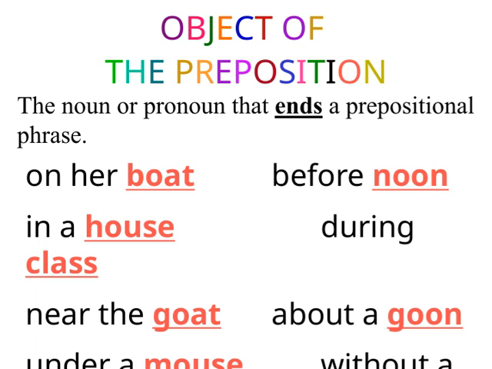It's important because it tells us what or who the preposition is referring to. Sometimes, the object of the preposition is at the very end of the phrase, which is a key point to remember. This helps us identify the relationship between different parts of a sentence. So whether it's "during class," "about a goon," or "without a pass," the last word in each phrase is the object of the preposition. Recognizing this will help you understand sentence structure better and improve your grammar skills overall.